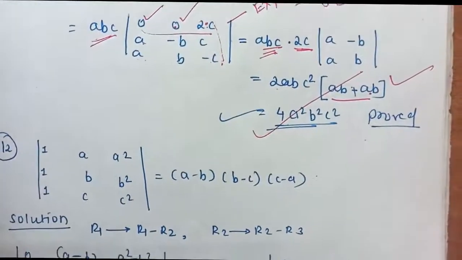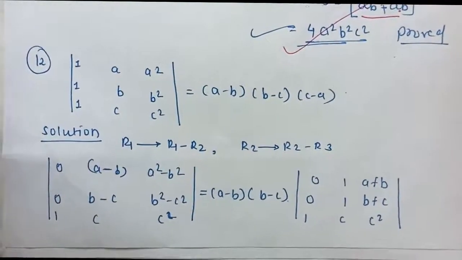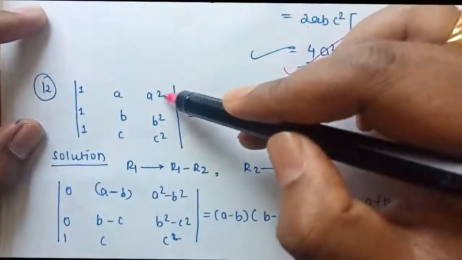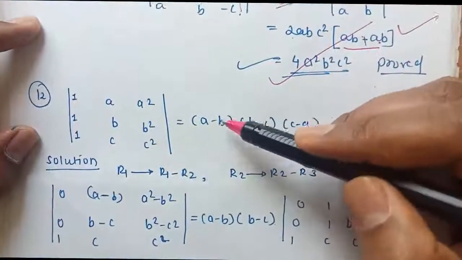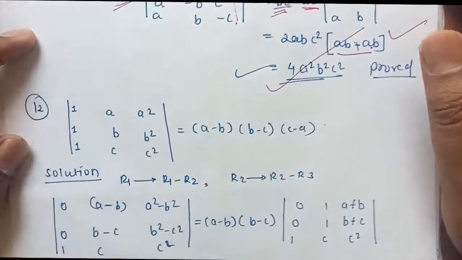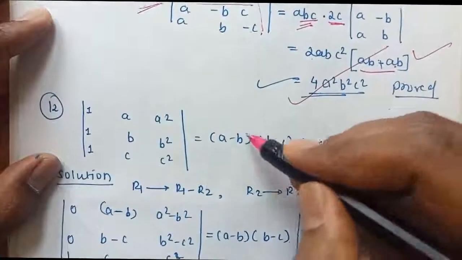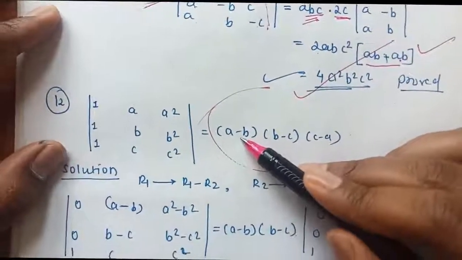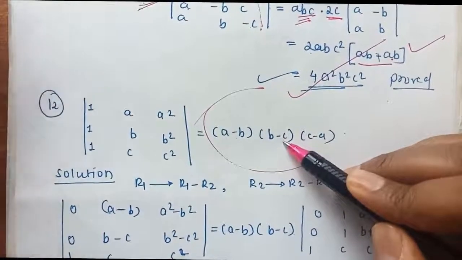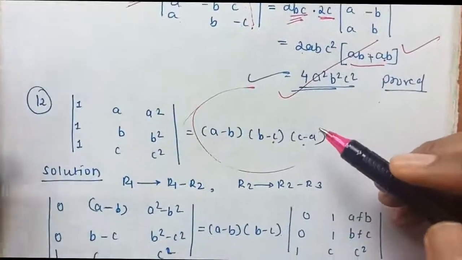Now next sum is the 12th one. So same thing, again properties of determinant. First column 1 1 1, second column a b c, third column a square b square c square, and what we have to prove is a minus b, b minus c, and c minus a. So same thing again, definitely by seeing the answers we know this a minus b is common from any row or column, b minus c is again common from any row or column, and c minus a is again common from any row or column.